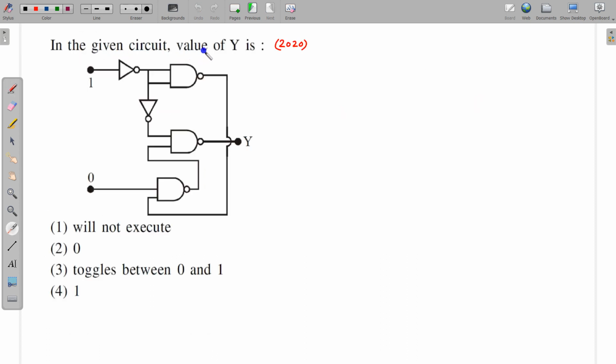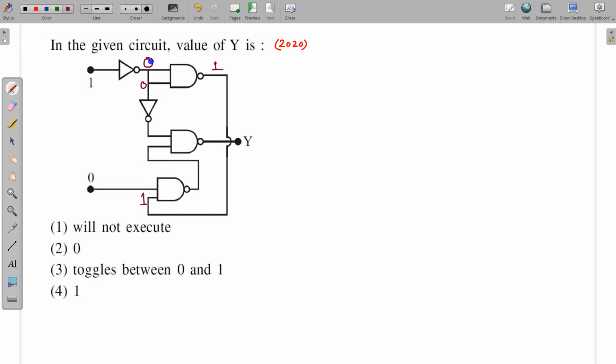Next question: in the given circuit the value of Y is, and we have already been given this is 1 and this is 0, so just put in the values and solve it. So if this is 1 and this is passing through this node, we will have 0 here, and this is 0 and this is again 0. These two zeros are passing through this, so 0 and 0 will be 0, and there is a NOT on it, so this is going to give 1. So this 1 is going all the way from here, and this 1 is fed into it.